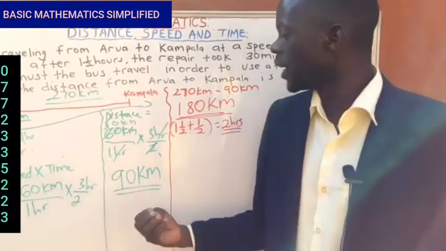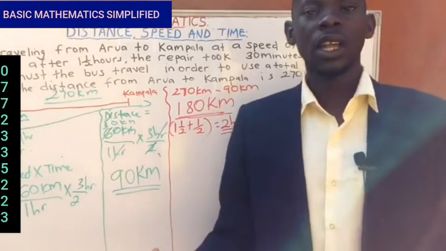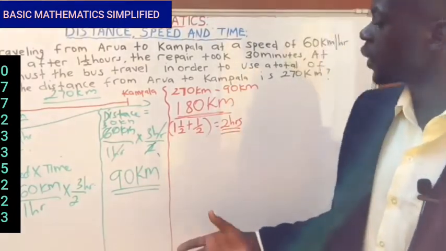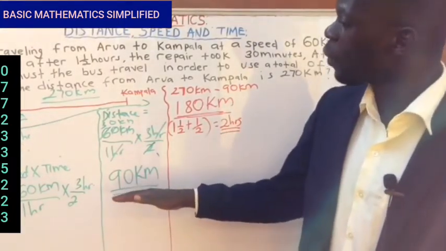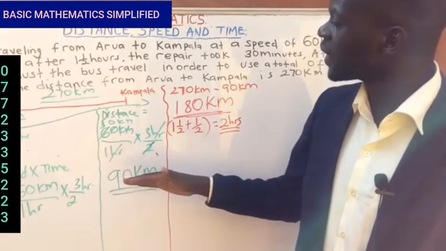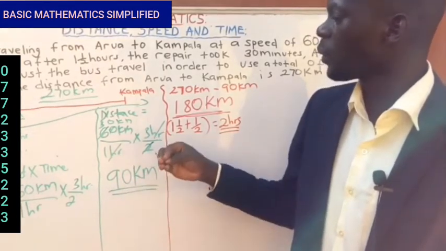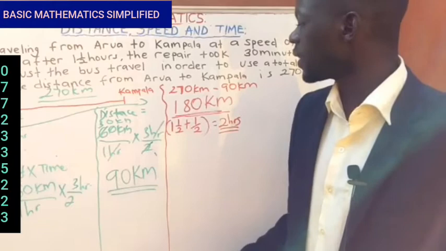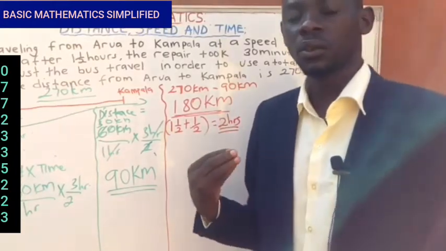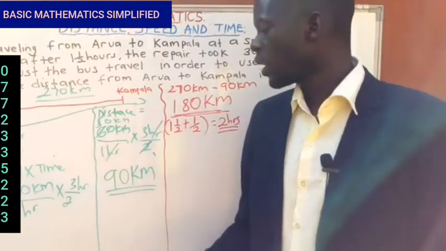That is in distance now. So the time he had moved was 1.5 hours, then the distance he had covered was 90 kilometers after 1.5 hours. He rested for 30 minutes. The 30 minutes are equivalent to half an hour. So that is a half plus 1.5, those are 2 hours.